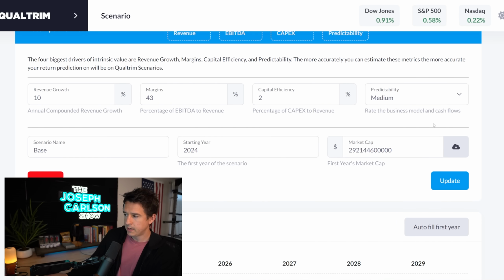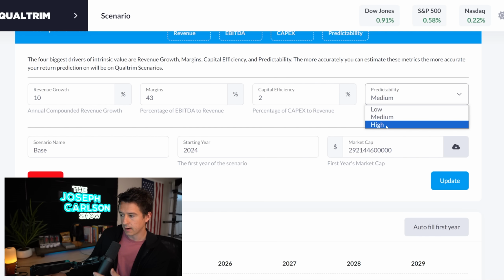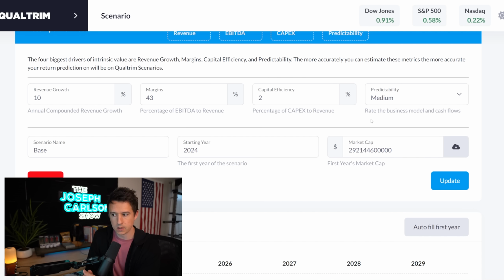And then in terms of predictability, how is this company valued with its predictability? Highly predictable companies, like Costco, are high. Low predictable companies like oil companies are low. I put Salesforce as a medium. And this just helps you determine what an appropriate multiple is for the company. And then there you go.